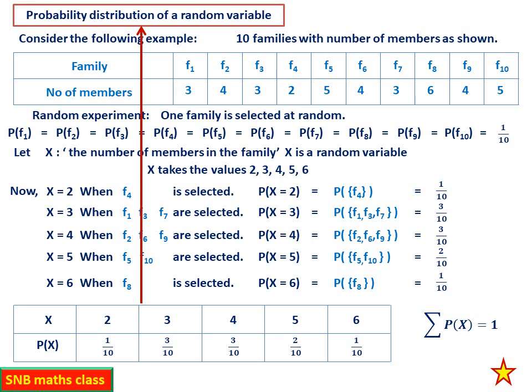Now we can prepare a table like this. You write x and p of x. These are the possible values of x: 2, 3, 4, 5, 6. Now write the corresponding probabilities. X equal to 2 corresponds to 1 by 10. 3 corresponds to 3 by 10. 4 corresponds to 3 by 10. 5 corresponds to 2 by 10. And 6 corresponds to 1 by 10. And this is called the probability distribution of the random variable.